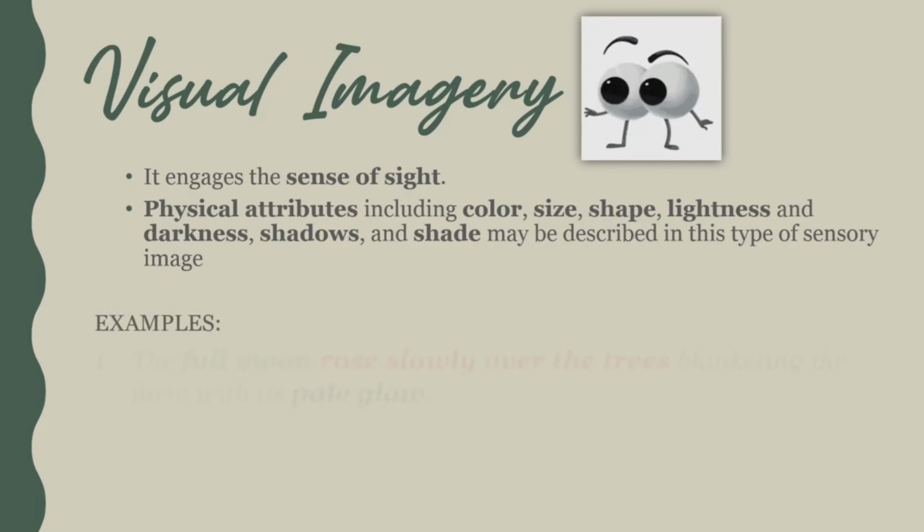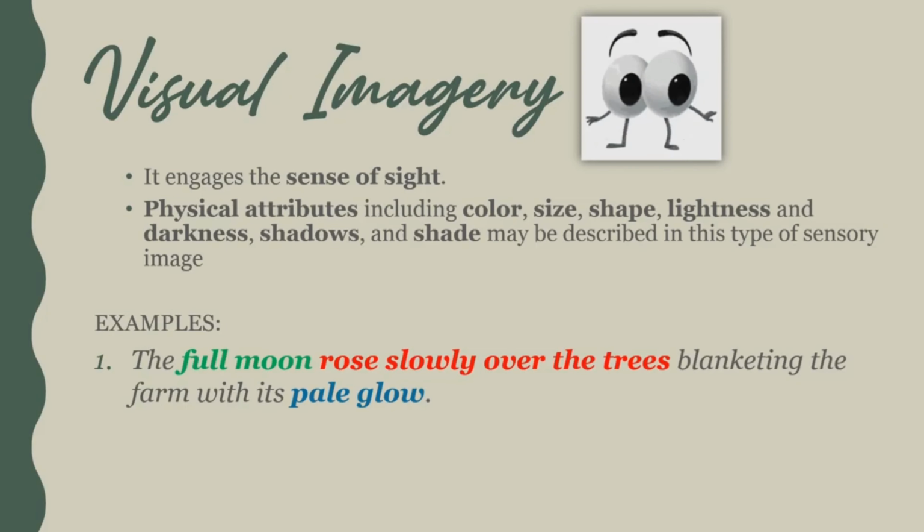Let's have these examples. Number 1. The full moon rose slowly over the trees, blanketing the farm with a pale glow. In this sentence, full moon describes the shape of the moon. Rose slowly over the trees describes how it moves, and pale glow is a description of its color. So, from the sentence, the readers can already imagine that it's nighttime and the moon is big and radiant.